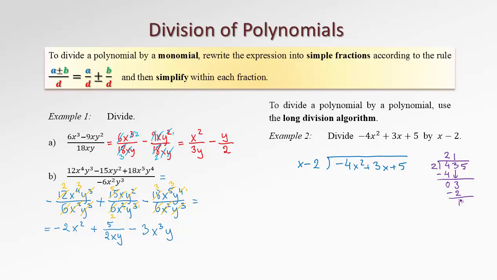Subtract and we get 1. Drop the final digit 5 and ask ourselves again how many times 2 goes into 15. Oh, it goes 7 times. 7 times 2 is 14. When we subtract, we end up with 1. So that's the remainder 1. Okay, our division is done.